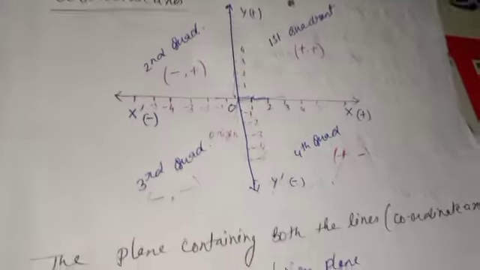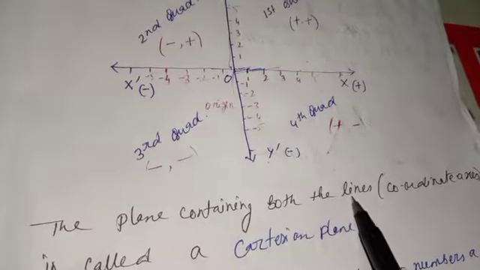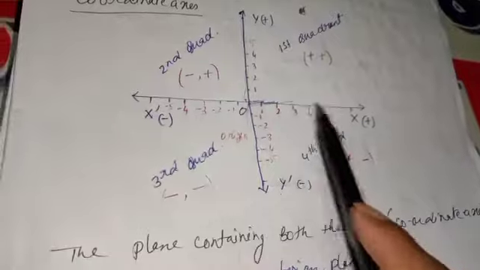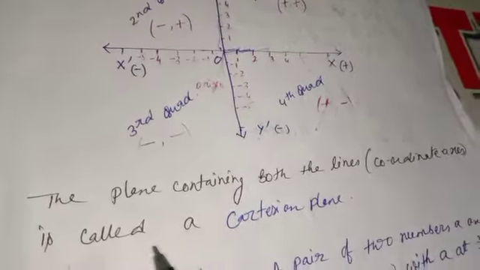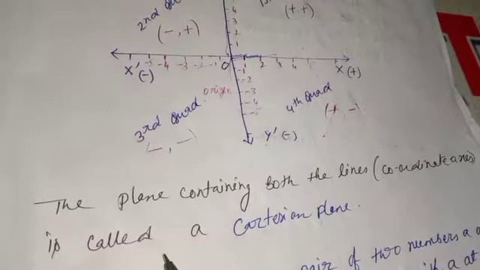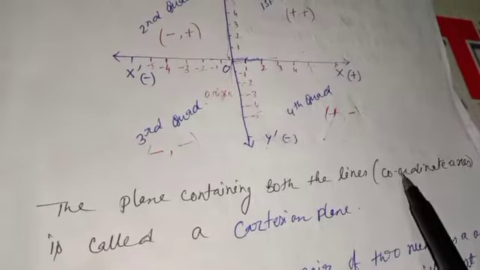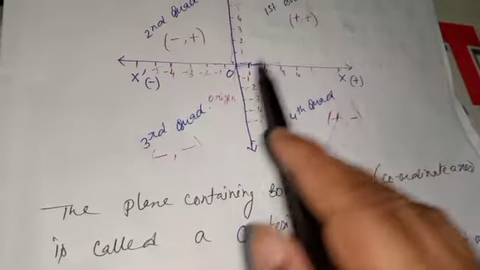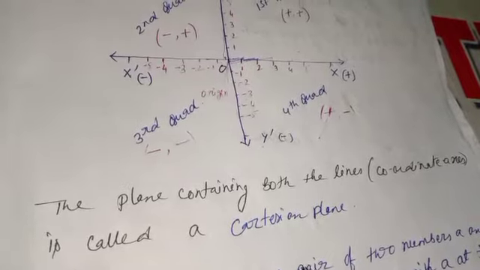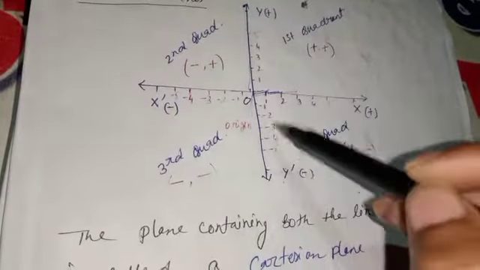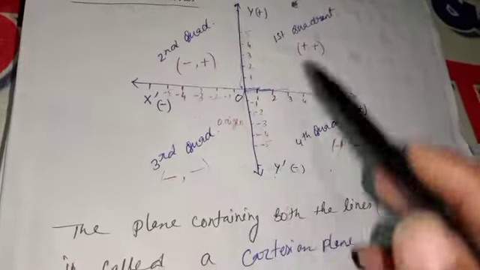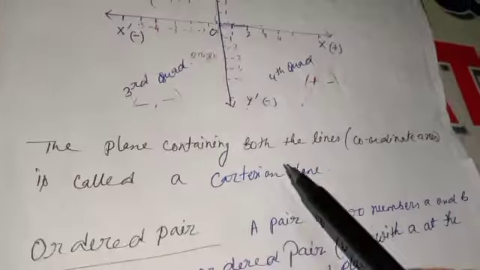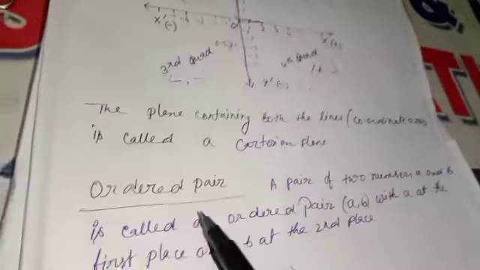Okay, next you see the plane containing both the lines, this line and this line. They are called coordinate axes. These lines are called what? Coordinate axes. And the plane containing both the lines, together, is also called the Cartesian plane. This plane, where two lines x dash and y dash are there, is called what? Cartesian plane. Clear?